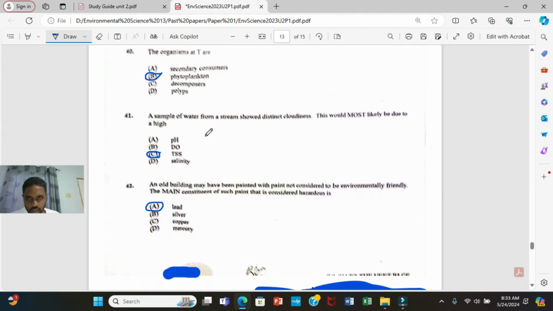41. A sample of water from a stream showed distinct cloudiness. This would most likely be total suspended solids. 42. An old building may have been painted with paint not considered to be environmentally friendly. The main constituent of such paint that is considered hazardous is lead. Lead is the one that you find in paint. They have lead-based paint, guys. And you know lead is poisonous.